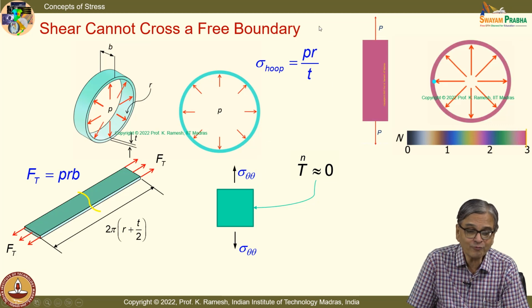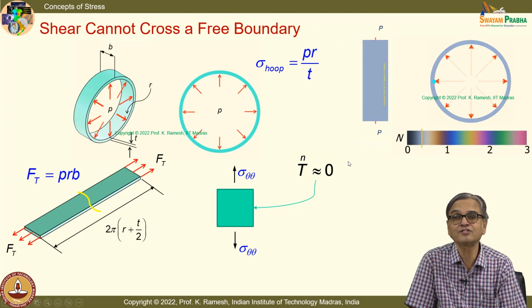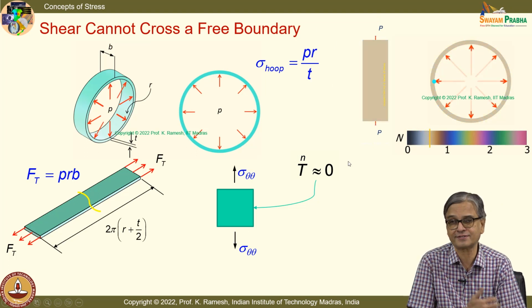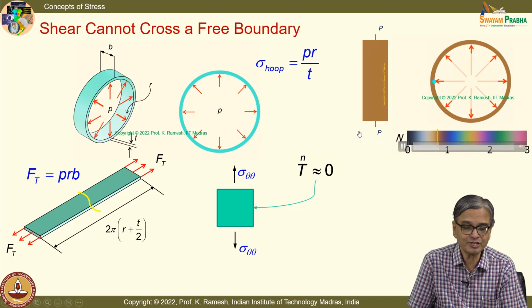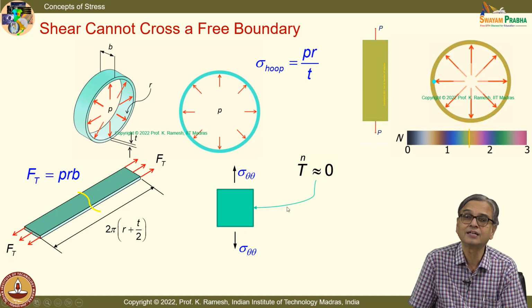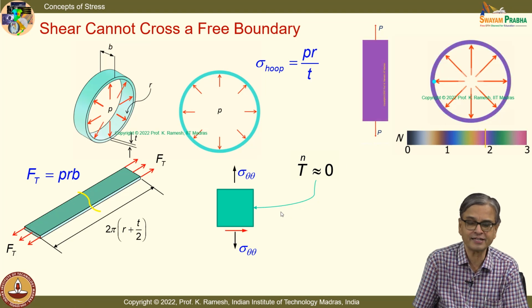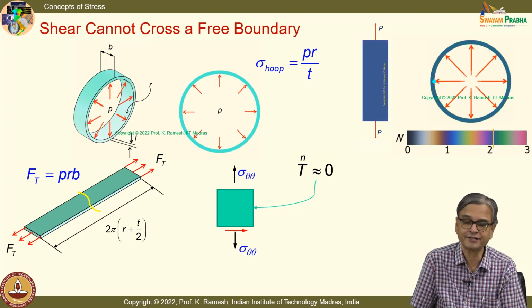This is nothing but what you learnt as hoop stress. Tn may not be 0 here, shear is not there, that is a definite answer. Because when I consider even the pressure, I will have a compressive load due to pressure acting on it. Okay, you can correct the information in that light.